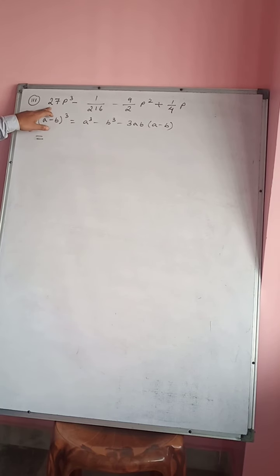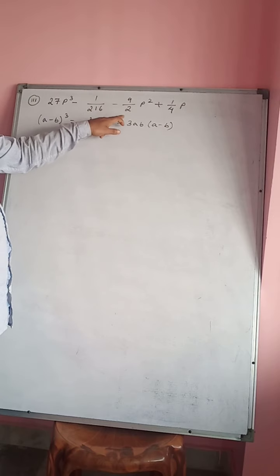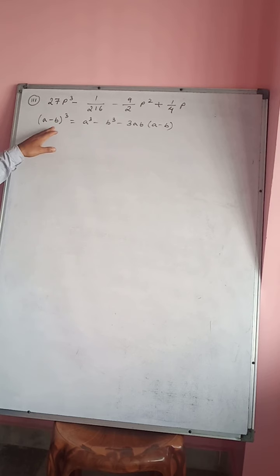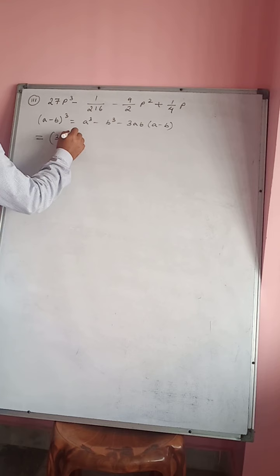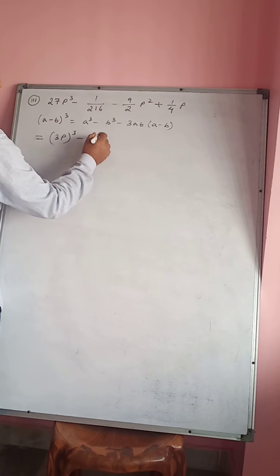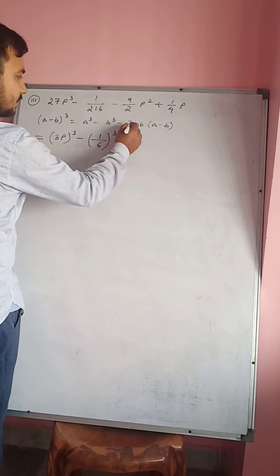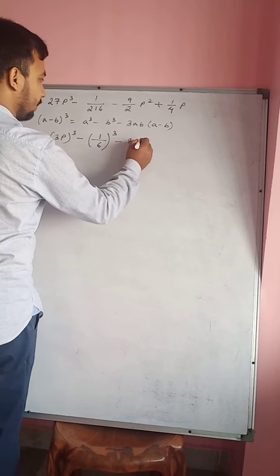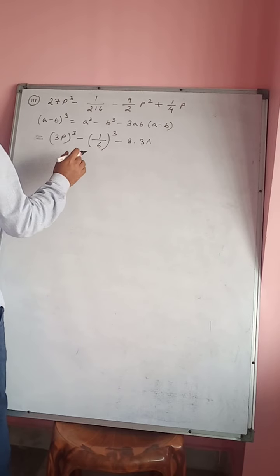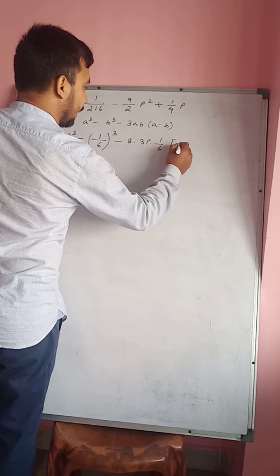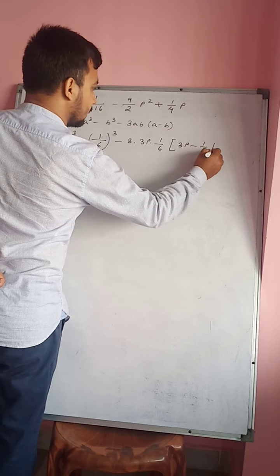Now next question, 27p cube minus 1 by 216 minus 9 by 2p square plus 1 by 4p. I will be using the same identity, a minus b whole cube. So what is 27? 3p whole cube. What is 216? Actually it is 1 by 6 whole cube. 216 means 6 cube, minus 3 into what is your a? 3p, and what is b? b means 1 by 6. Then in bracket 3p minus 1 by 6.